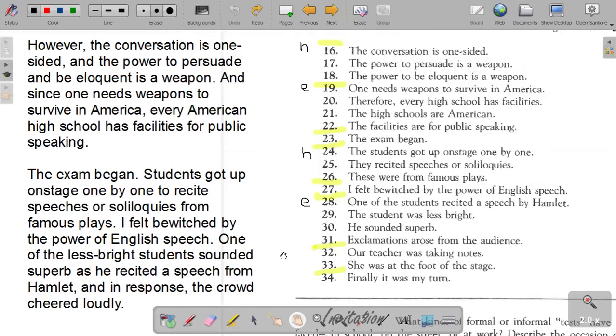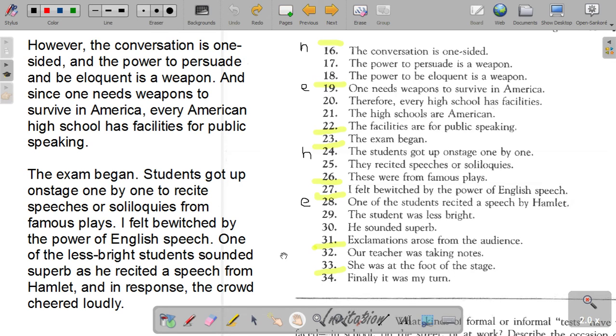And then 19 through 22, Esther, do you have that? Yeah. One needs weapons to survive in America; therefore, every American high school has facilities for public speaking. Perfect. Excellent. And then I would leave 23. The exam began. And then, Hannah, what do you have after that? As the students got up on stage one by one, they recited speeches or soliloquies from famous plays. Good. I felt bewitched by the power of English speech.